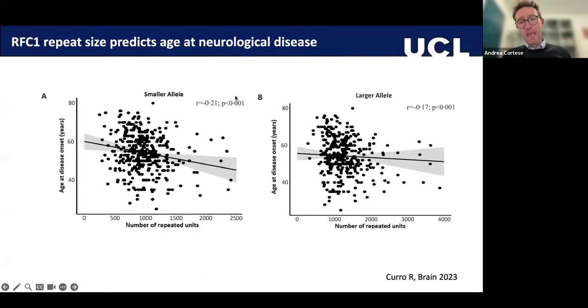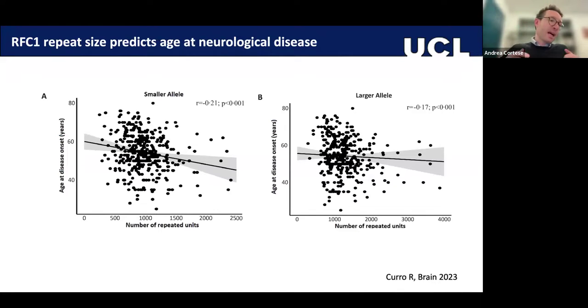So this is maybe a bit technical. Of course, you have two chromosomes. One comes from mom, one comes from dad. To have the disease, you need a repeat expansion on both of them. But what really matters in terms of how the disease will progress, whether faster or slower, is the size of the one which is the smaller of the two.